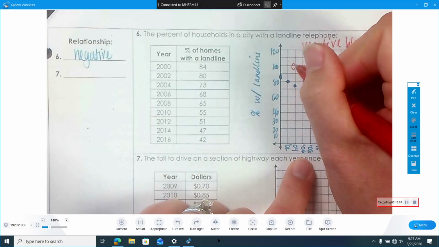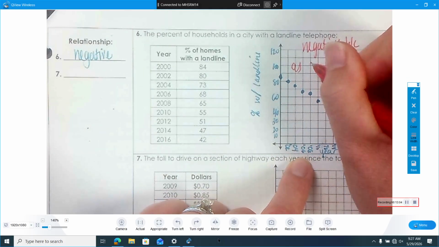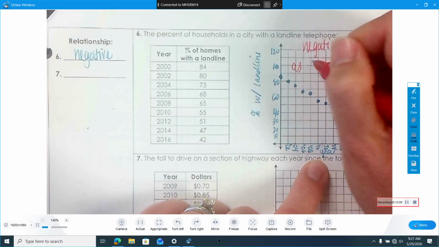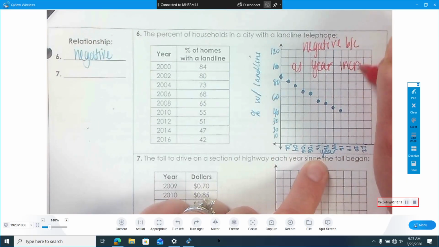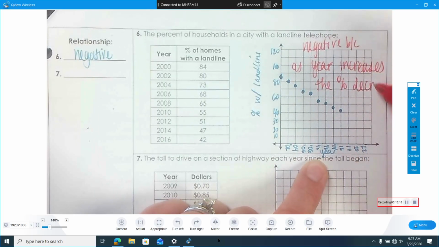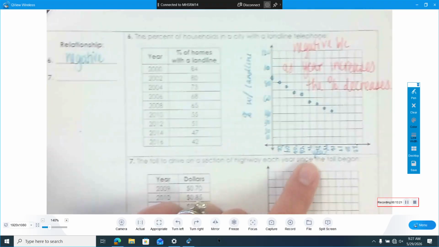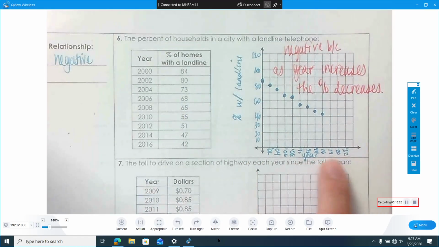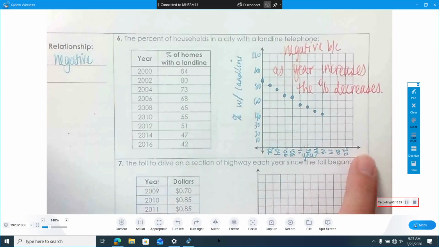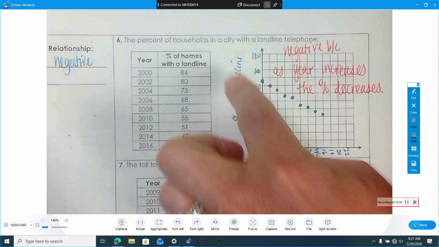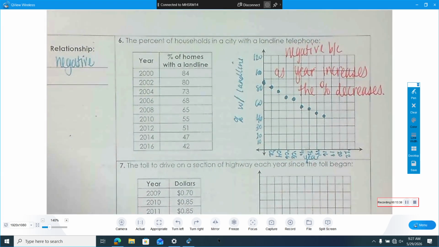because as the X, or not X, we're not using X, we're using years. As the year increases, the percent decreases. You want to write that down, that'll help with your Delta Math today. As the year increases, so our years are always increasing. We always talk about the x-axis increasing, and then the y either goes up or down. So our y values are going down. All right, questions on those?